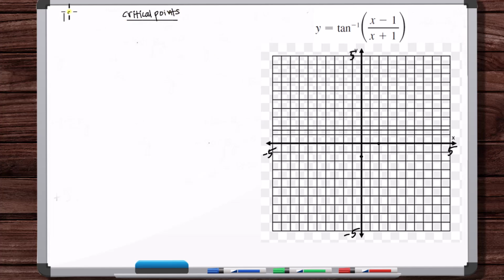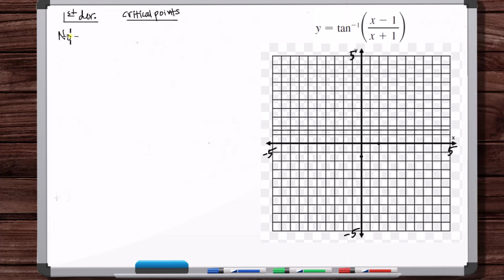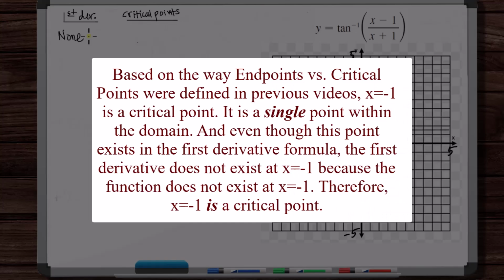Okay, let's start with the first derivative. So there are no critical points here because there's nowhere where this equals 0 and there's nowhere where this doesn't exist. You can't plug anything in here to make it divide by 0, so none. All right.